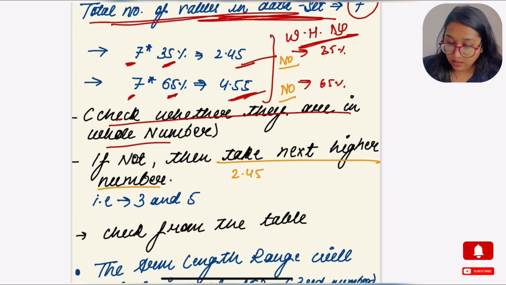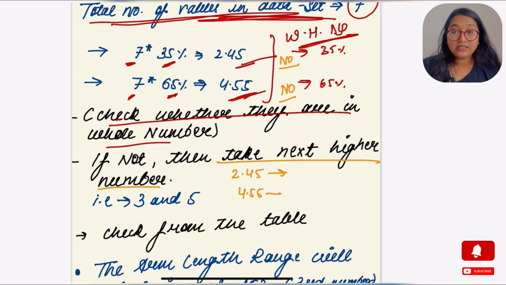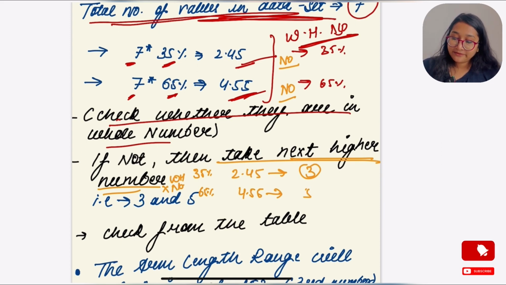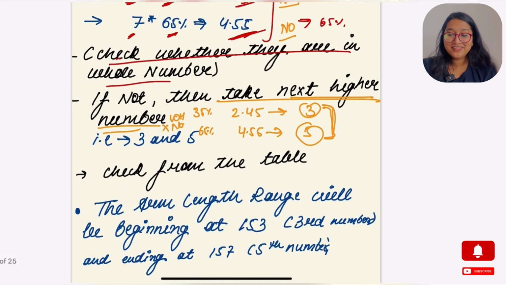Of which numbers? 2.45 was the 35 percentage of 7, and 4.55 was the 65 percentage of 7. We have no whole number in this case; these are not whole numbers. So what are we going to do? We are going to take the next higher number. The next higher number of 2.45 is 3, and of 4.55 it is 5. So the range will fall under these serial numbers.